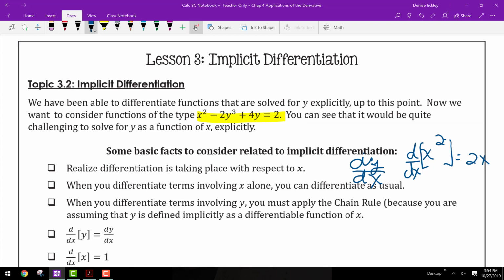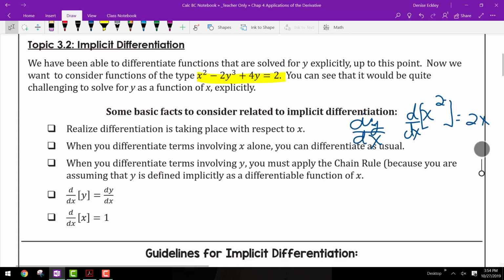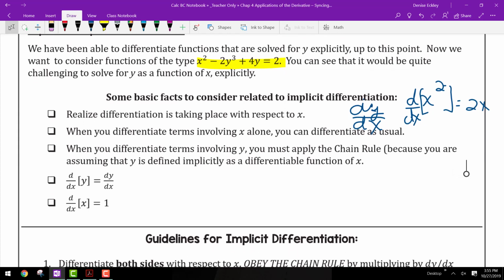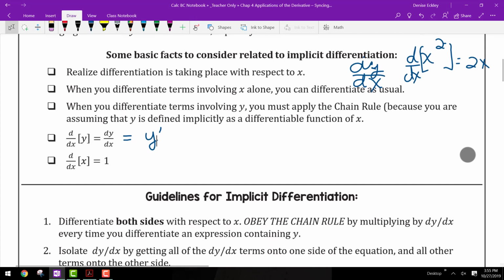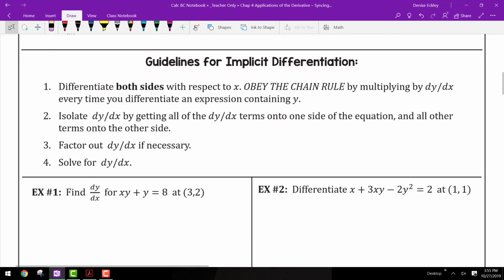So a couple other little facts that are important: we write the derivative of y as dy dx, or if you'd like, you can also write it as y prime. It means the same thing. And when we're taking a derivative of x, it is, of course, 1. So let's go through this. These are the guidelines for doing implicit differentiation.